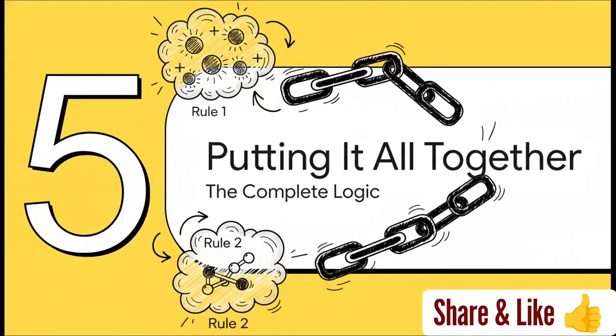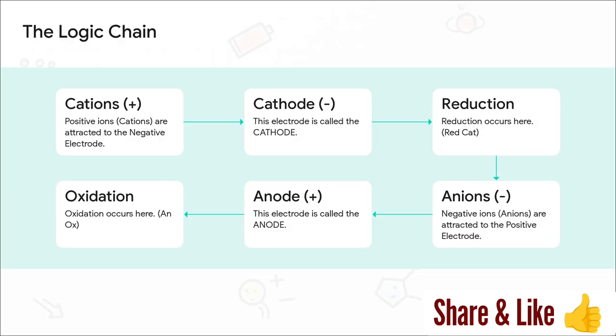Okay, now for the fun part. Let's combine Rule 1, follow the ions, and Rule 2, the chemistry rule, to build one perfect, unbreakable chain of logic. Let's just walk through this story step by step. Okay, so first, our positive cations. They're attracted to the negative electrode, right? We give that electrode a special name, the cathode.